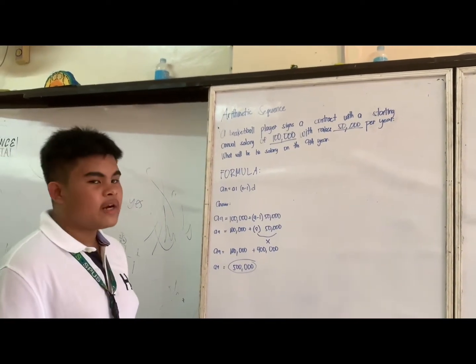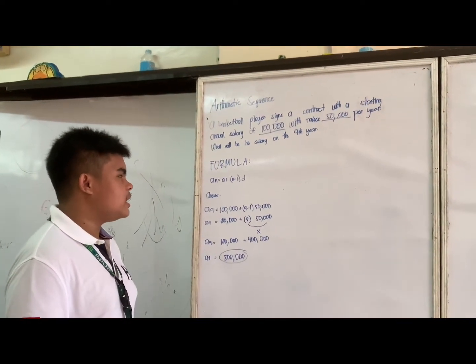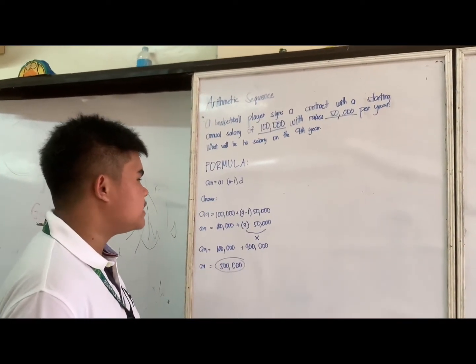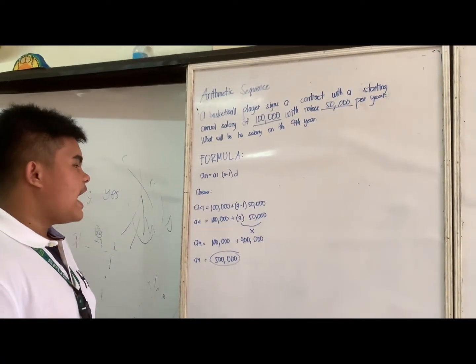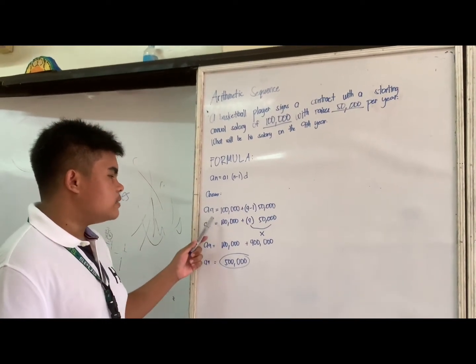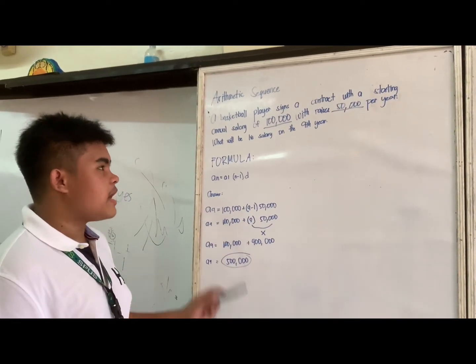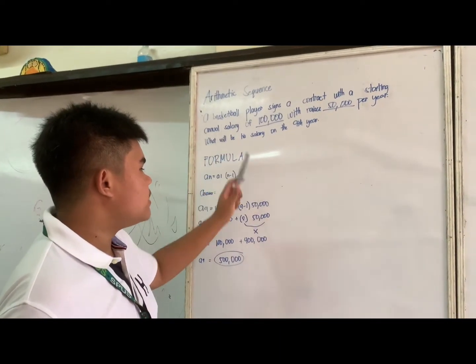Now, to be able to find the salary of the ninth year, we should use the formula a sub n equals a sub 1 plus open parenthesis n minus 1 close parenthesis times the common difference. A sub 9, because there are 9 terms. Now, let's proceed. A sub 9 equals 100,000, which is our a sub 1, since it is stated that it is the starting annual salary.